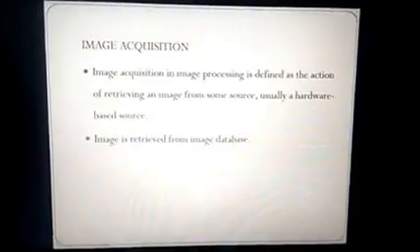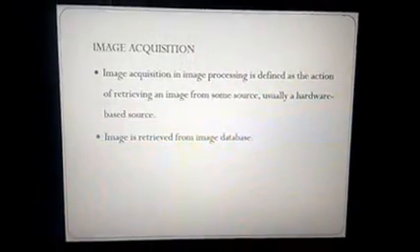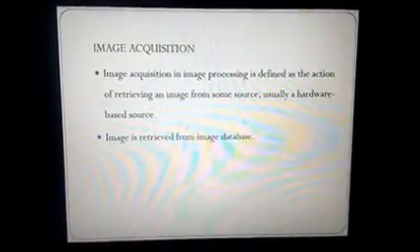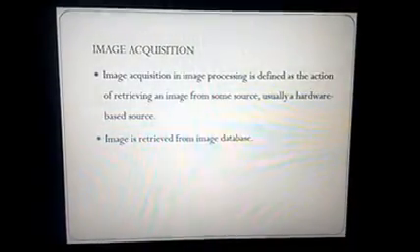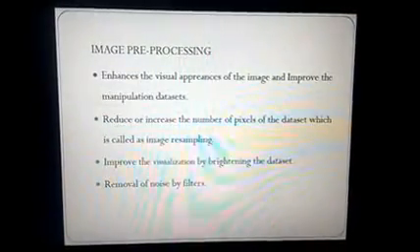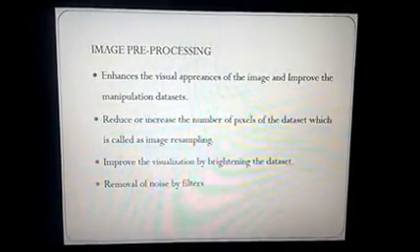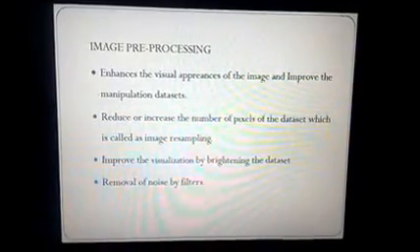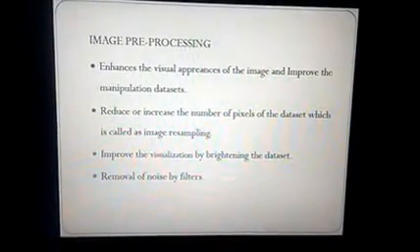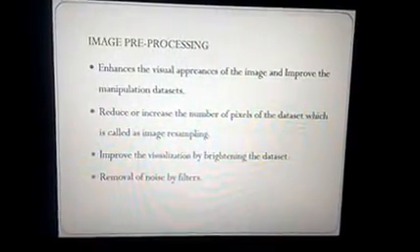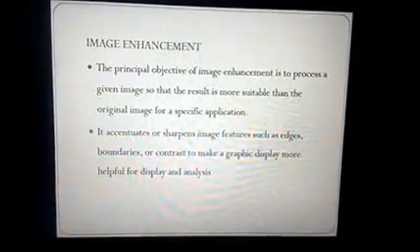Image acquisition is the first stage in our project, where we retrieve images from the database. The second is image pre-processing. It is used to remove noise by filters, improve the visualization, and increase or reduce the pixels of the data set. This is called image resampling. And the third is image enhancement.